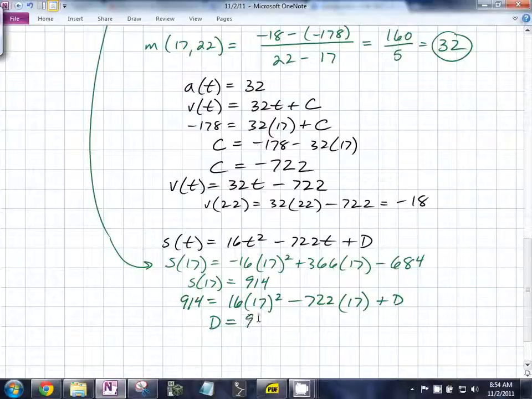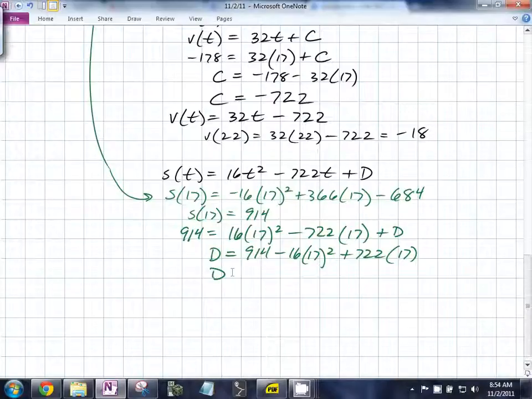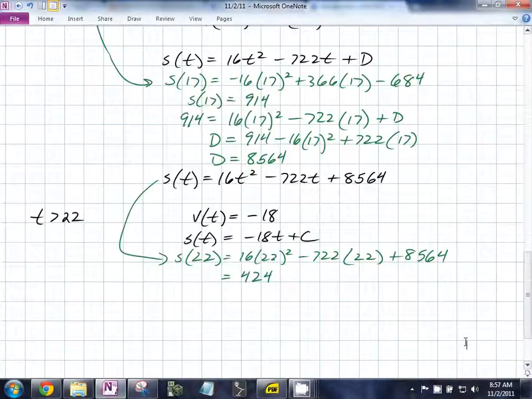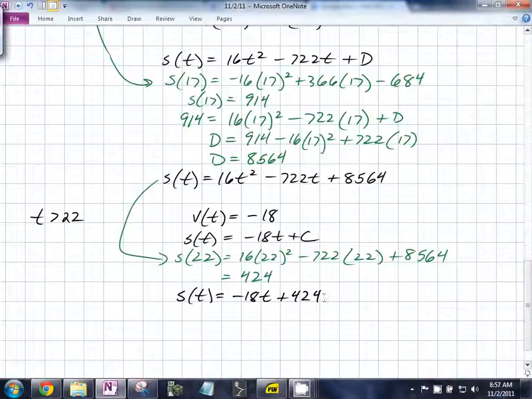What does that tell us the position is? s of t is going to be equal to negative 18t plus what? 424. So this is the position function of the last one, right? No? Oh, I'm totally wrong. I'm sorry. I got really excited that we were at the end, and we're not. 424 is equal to negative 18t plus times what? 22. Times 22.